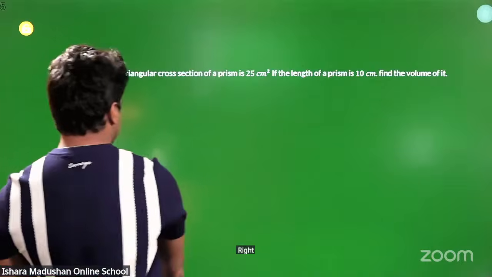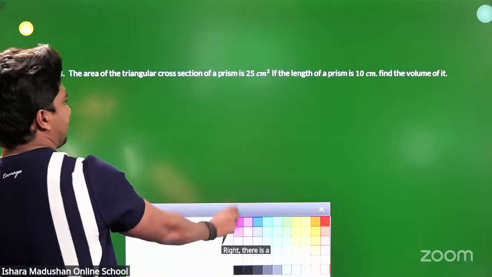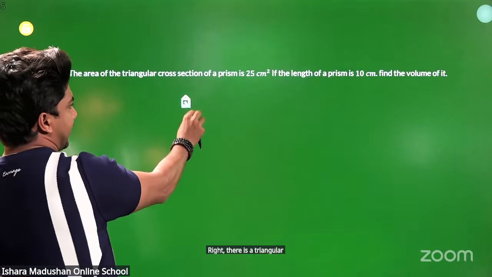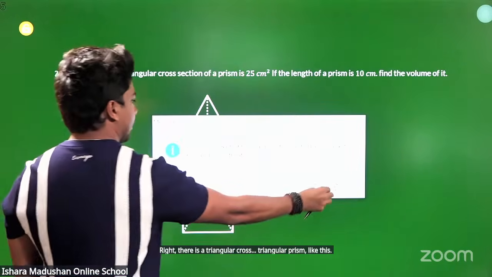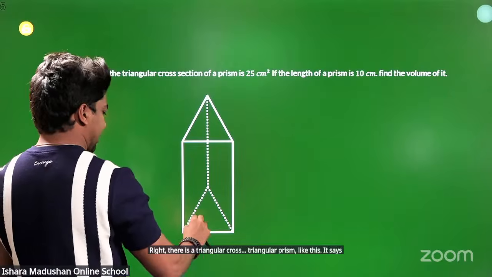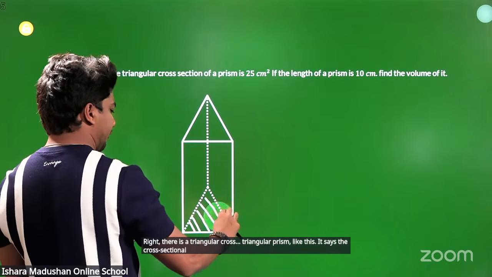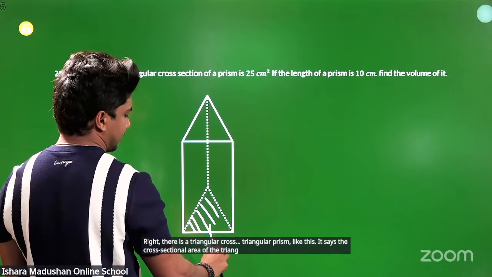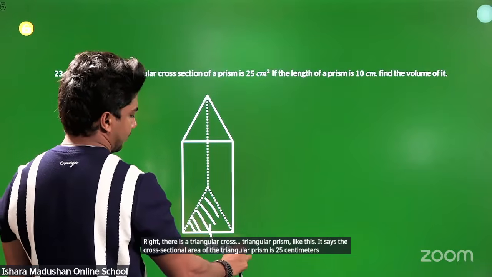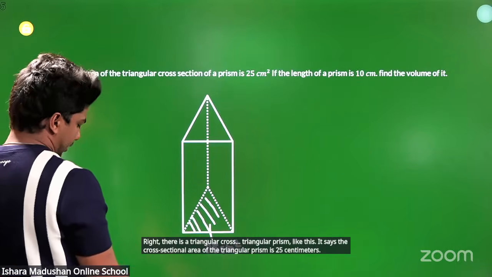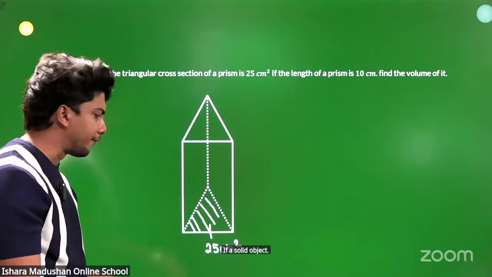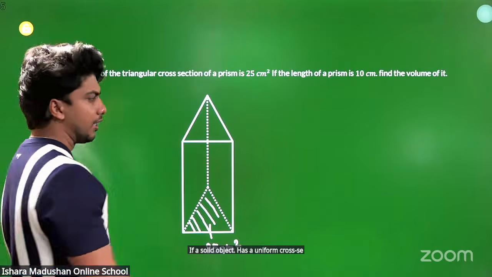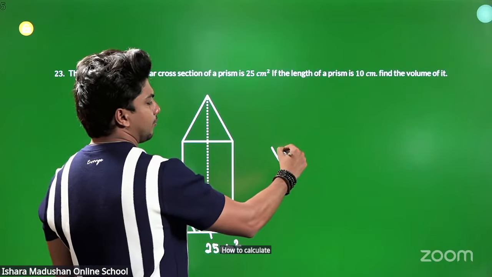Right, there is a triangular prism like this. It says the cross-sectional area of the triangular prism is 25 centimeters square. If a solid object has a uniform cross-sectional area, how do we calculate the volume?